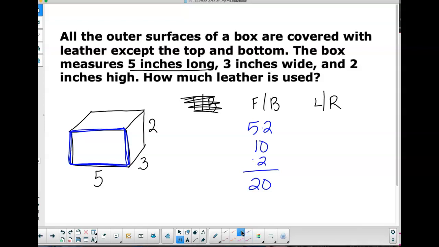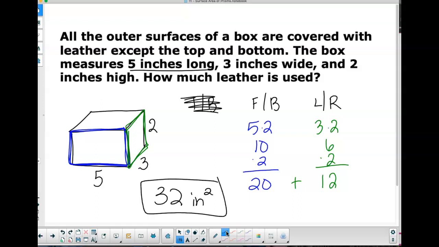Okay, the left and the right. What numbers are on the right? Tyler? 3 times 2, which is 6. We have to double that because we need the other side also. So that's 12. Add those together. 20 plus 12 is 32 inches squared. Okay? Questions?